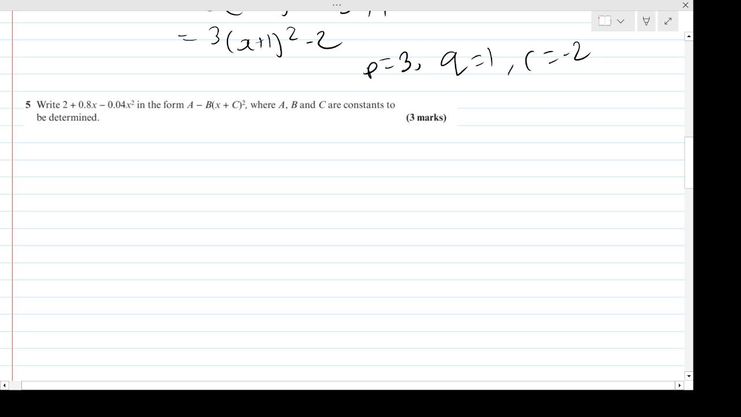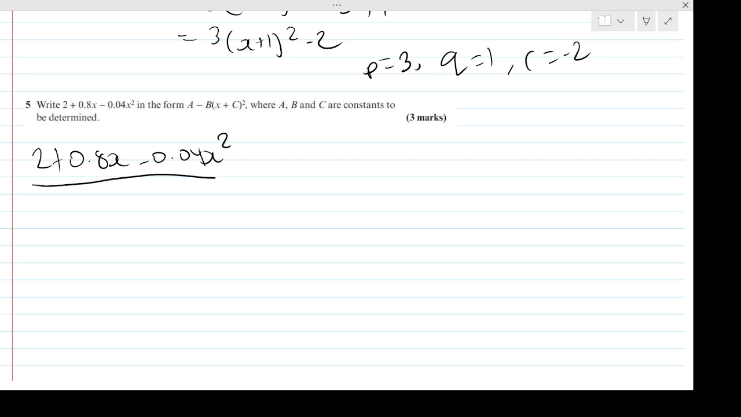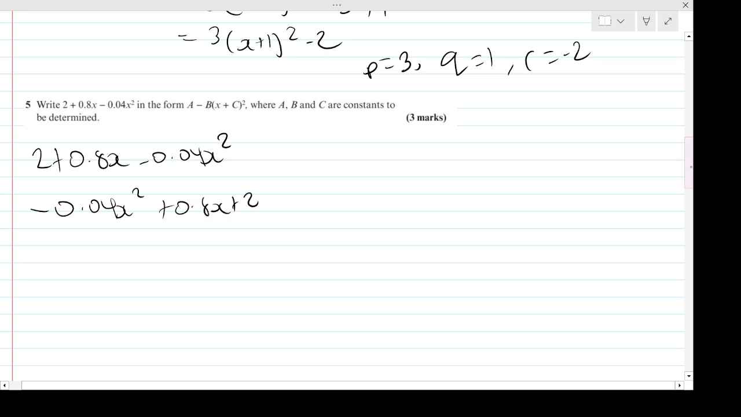So we have 2 plus 0.8x minus 0.04x squared. Now, I'm not too comfortable with that. The number in front, it's a bit of a weird order. I can just simply rearrange to get minus 0.04x squared, add 0.8x, add 2 instead. I feel like some people might have found that a lot easier to visualize what I need to do, right? So you can always do that.